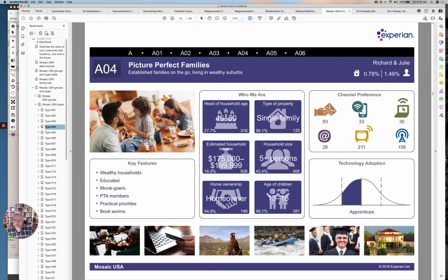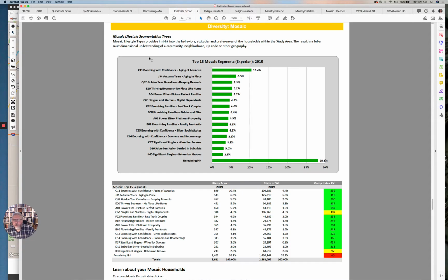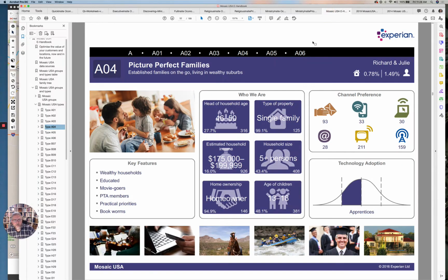So what they're saying is this is Picture Perfect Families. Some of the older reports will even assign the most popular names in this group. What percentage of households in the U.S. fit in this category? What's the population that fits in? So here we're seeing the population across the U.S. is 1.4. But when you look over here, we're seeing they make up 5.2% of the population. So it is a more significant percentage.